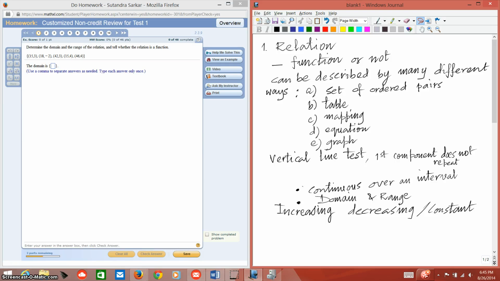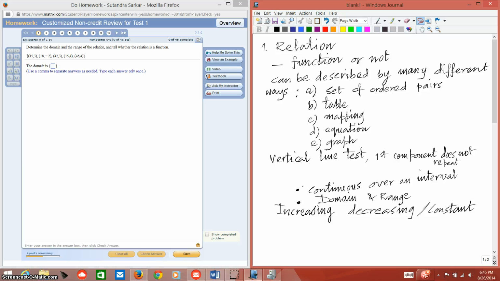Hi, I'm going to describe section 1.1, which has a few simple topics, and this is actually a review section, so you may already be very familiar with those topics. And I'm going to pull out some of the questions from the customized non-credit review for test 1, so it will be a good preparation for test 1 as well.